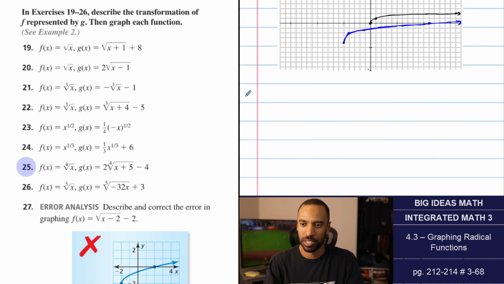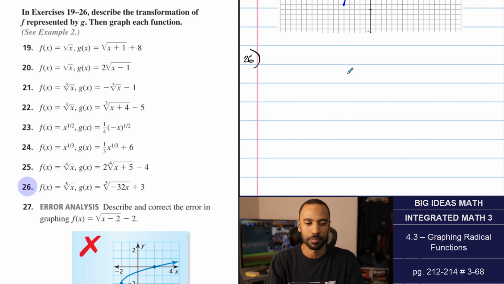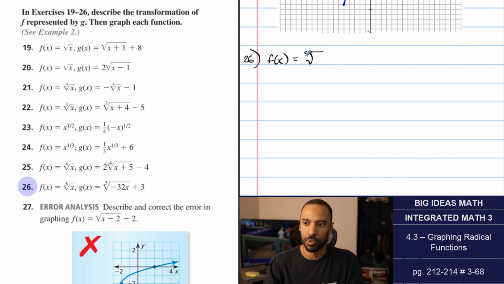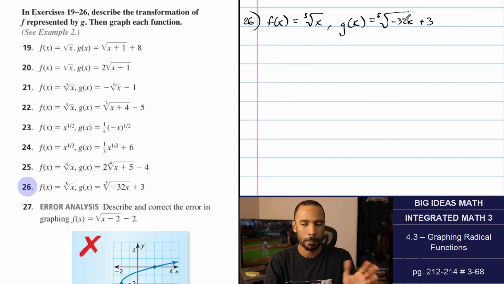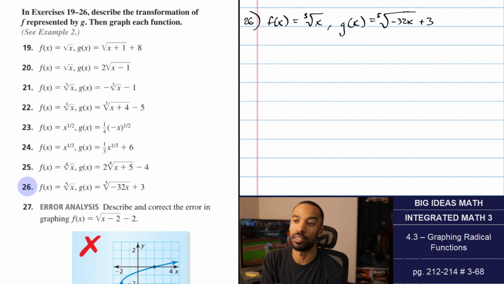Oh, that looks interesting. I can speak more on this one depending on what we want to do with it. It's up to you. Number 26. We have f of x equals the 5th root of x, and g of x equals the 5th root of -32x plus 3. And as I said with the square root one with the negative inside, remember it doesn't matter whether that says negative or positive. It's still just a horizontal flip. We're just going left instead. But these graphs can go both left and right regardless.